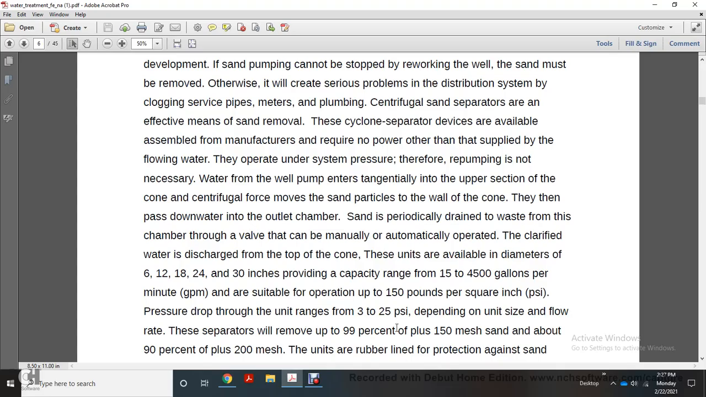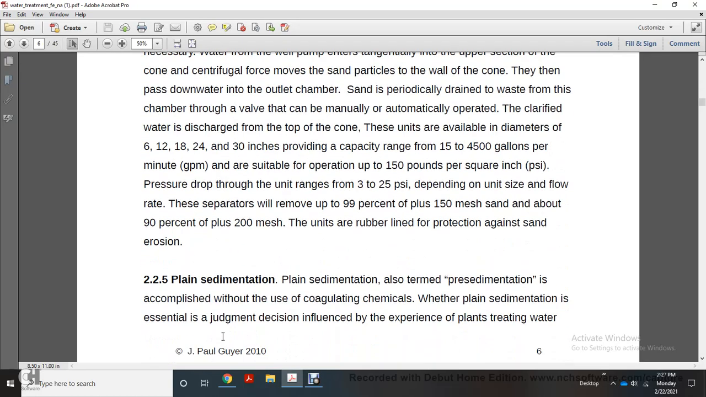These separators will remove 99% of the plus 150 mesh sand and about 90% of the plus 200 mesh. The units are rubber lined for protection against sand erosion.